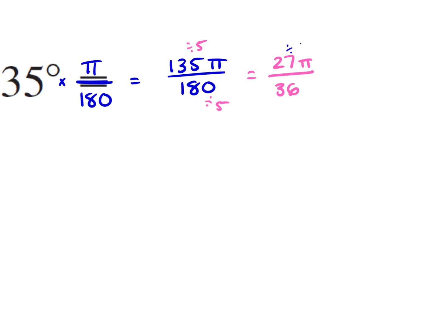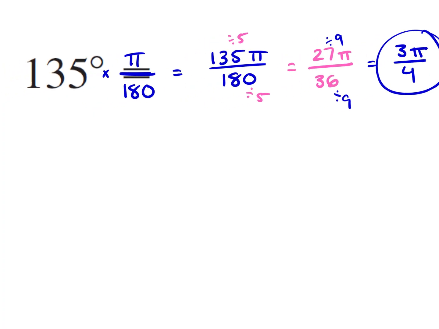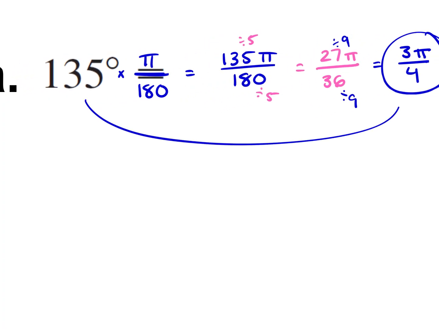9. 3 would be right. 3 does go into both of them, but then you'd still have to divide again. So let's try 9. So 27 divided by 9 would be 3 pi. And then 36 divided by 9 is 4. Can we simplify this anymore? No. So 3 pi over 4 is equivalent to 135 degrees.